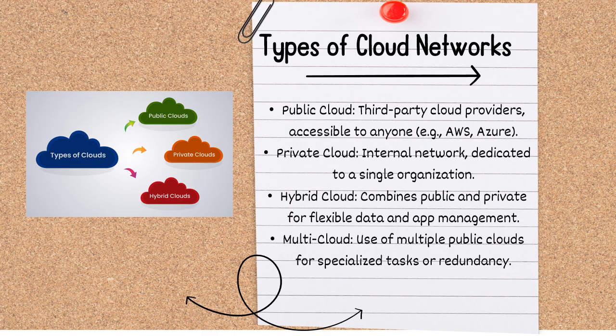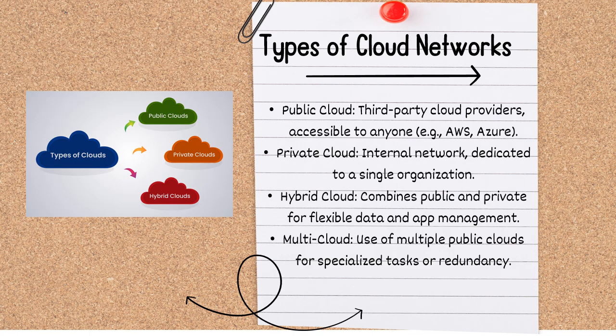And the next topic is types of cloud networks. There are basically four types of cloud networks: public, private, hybrid, and multi-cloud. So what is public cloud? Public cloud is basically third-party cloud providers, or a cloud that can be accessed by anyone. There are no particular restrictions or boundaries for users to access it. Anybody can access public cloud. Examples are AWS and Azure.